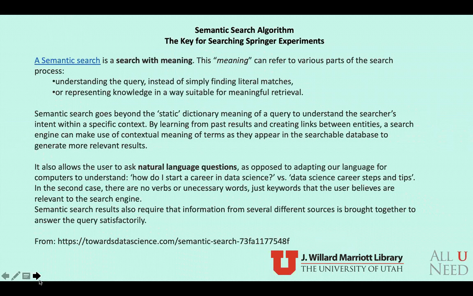Semantic search algorithm, the key for searching Springer Experiments. A semantic search goes beyond the static dictionary meaning of a query to understand the searcher's intent within a specific context. By learning from past results and creating links between entities, a search engine can make use of contextual meaning of terms as they appear in the searchable database to generate more relevant results. It also allows the user to ask natural language questions, as opposed to adapting our language for computers to understand.